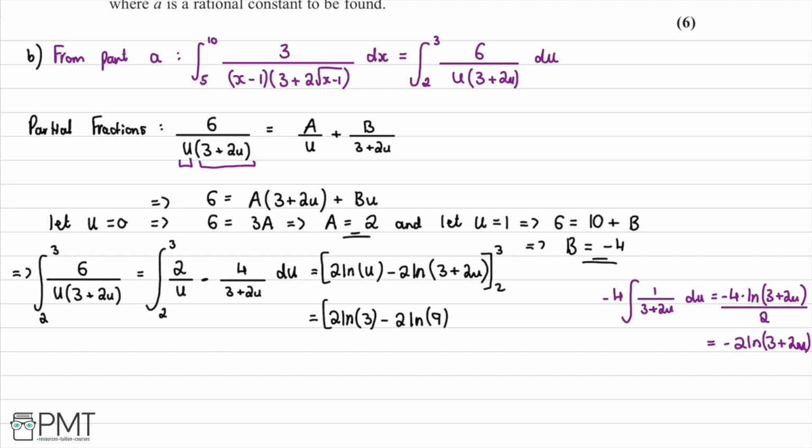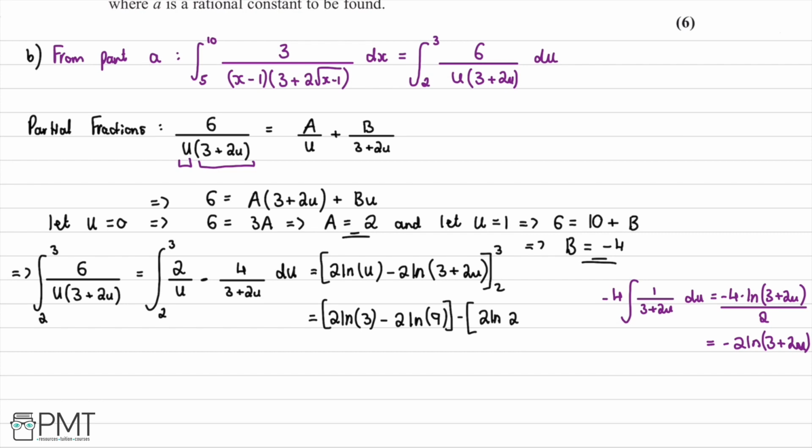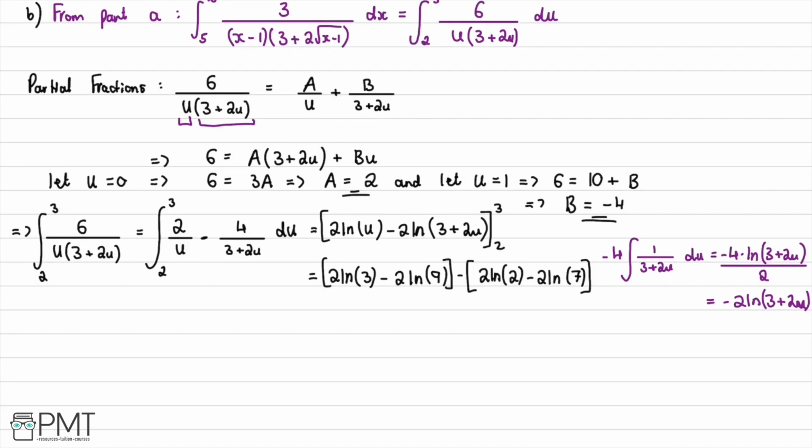And we have bigger brackets around here. Then we're going to subtract the same again, but with the limit 2 put in. So that's going to be 2 ln 2. And then this time that's going to be minus 2 ln of 7. So what can we do now? So we'll continue our working, and we'll just do it over here slightly to give us a little bit more room.